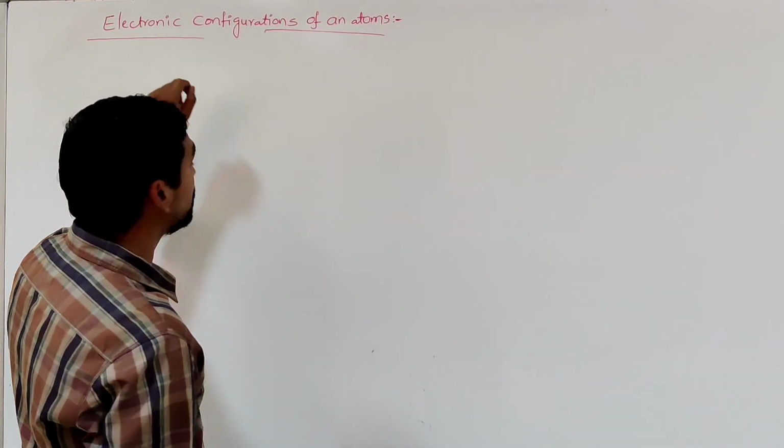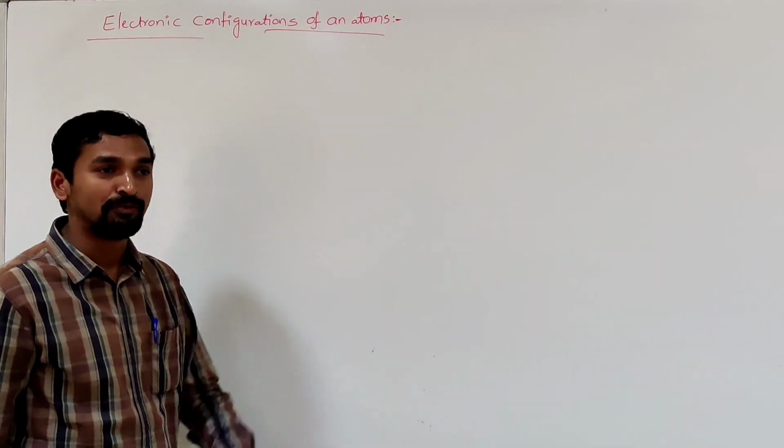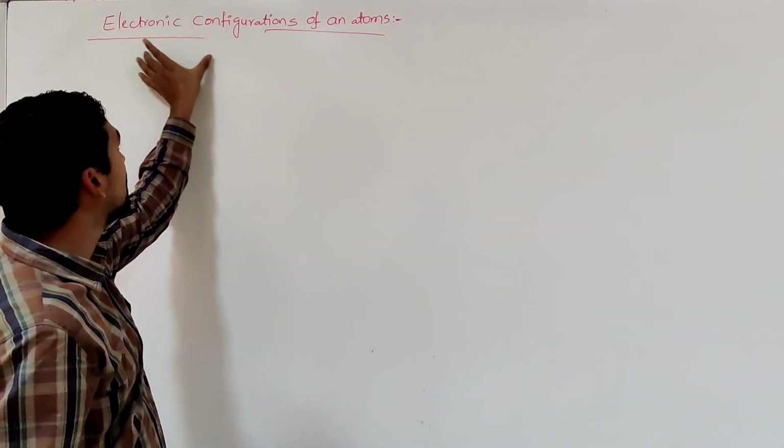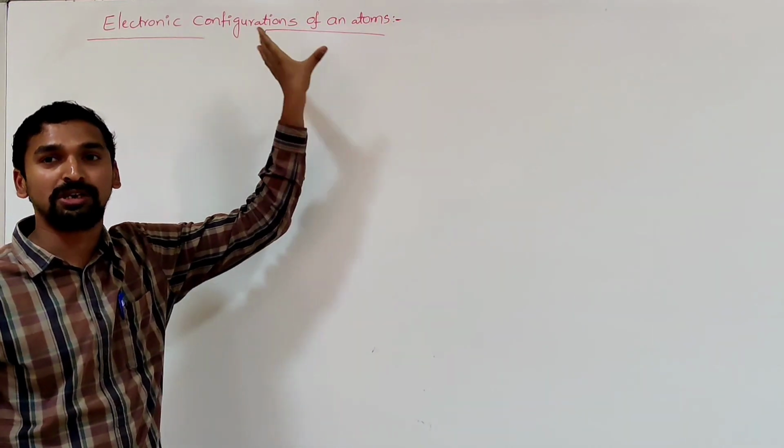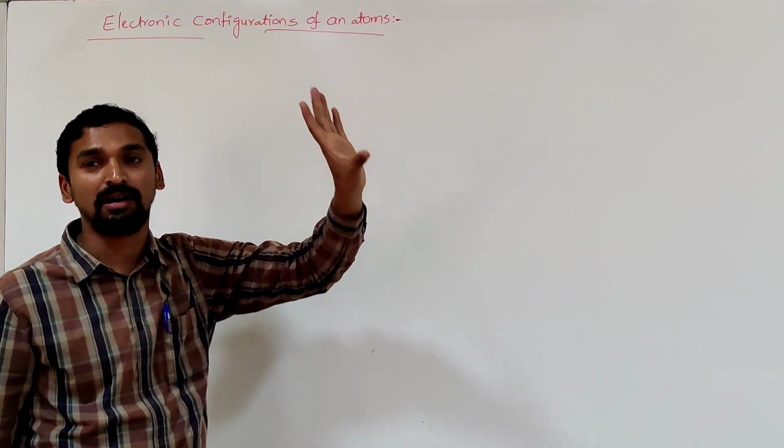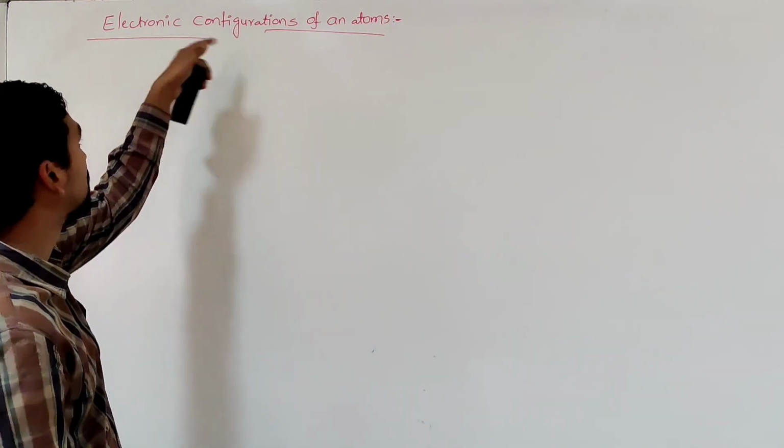There are certain rules for that. Before going to discuss them, what is electronic configuration? Electronic configuration means the distribution of electrons in the atomic orbitals is known as electronic configuration.